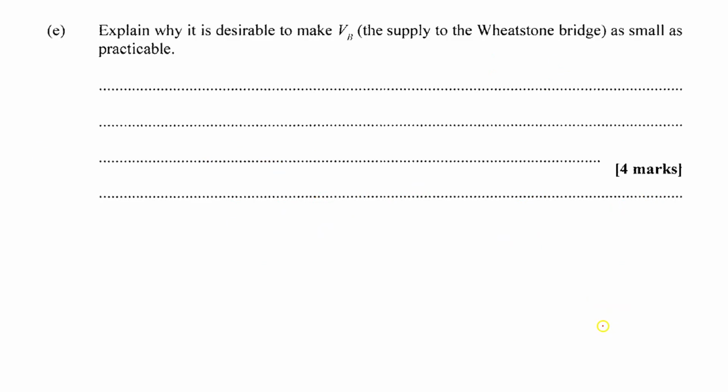Now, we move on, talking about the same question, the whole Wheatstone bridge question. It says, explain why it is desirable to make VB, the supply to the Wheatstone bridge, as small as practicable or something of that nature, right?